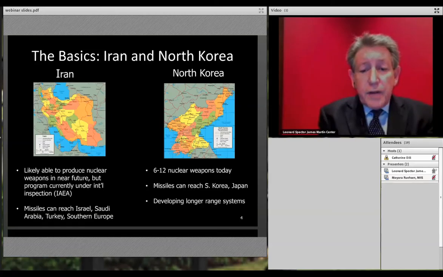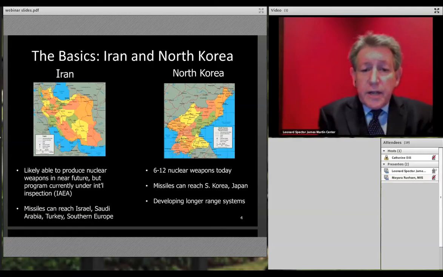North Korea, on the other hand, possesses a small nuclear arsenal already and may be able to mount these weapons on medium-range missiles able to strike South Korea and Japan. It's conducted 3 nuclear tests and is thought to be adding to its nuclear weapons stockpile at the rate of about several nuclear weapons per year.